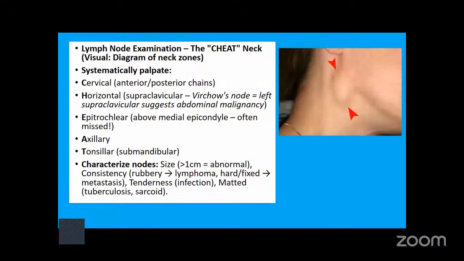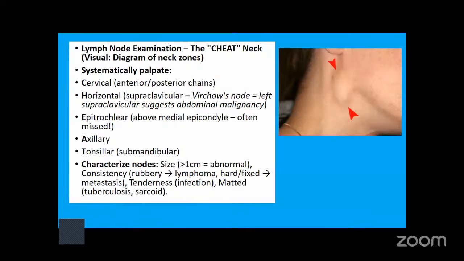Assess the lymph nodes in these patients. So that's axilla, neck, and groin. Supraclavicular lymph nodes, Virchow's lymph node, can be associated with gastric cancers. Epitrochlear nodes are usually forgotten, so you want to assess those, along with axillary nodes and lymph nodes around the mandible. When you do find these lymph nodes, you have to describe the size, the consistency, whether the node is mobile or fixed to the skin or underlying tissue, and whether there's any associated tenderness.